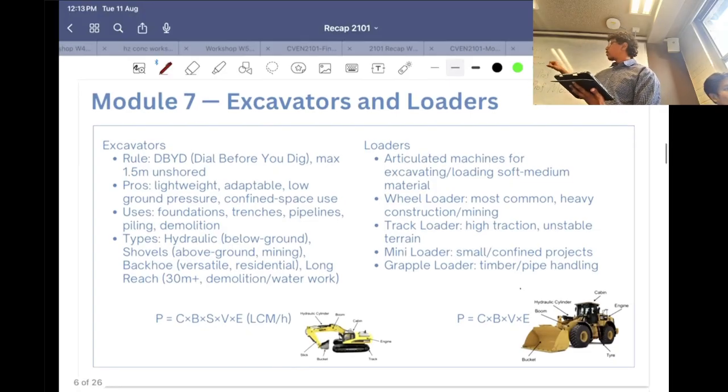For the diagrams I've put in the bottom, they're straight from your lecture slides. Do keep them in mind. You don't really have to memorize them, but if you see a drawing of it, you should be able to recognize which pieces are where. They might ask questions about that as well.